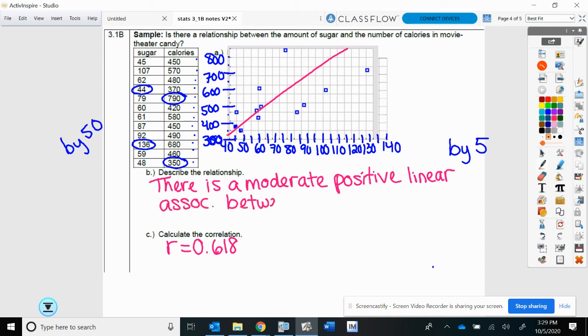between sugar content and calories in movie theater candy.